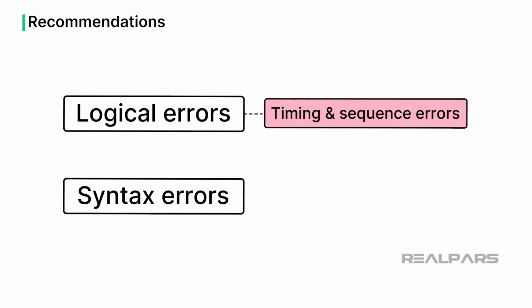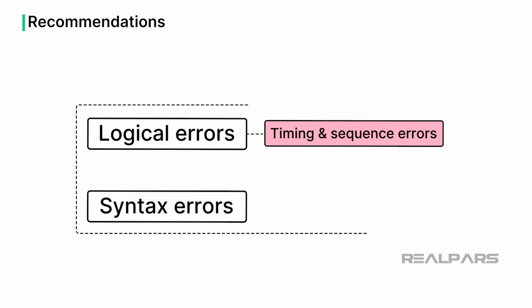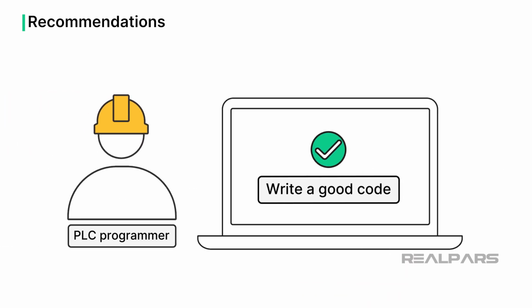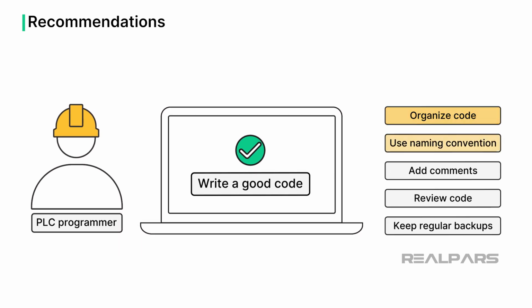Now you know what the most common types of errors you will encounter in your PLC programs are, and how you can resolve them. Solving errors can be very difficult and frustrating. So the best thing you can do as a PLC programmer is write good code that doesn't have any errors. Although it's not possible to write perfect code, you can increase the quality of your code and reduce the number of errors in your programs by organizing your code well, following a descriptive naming convention, using rung and variable comments to document your logic, regularly having peers review your code to identify improvement areas, and keeping regular backups to compare and revert logic if needed.